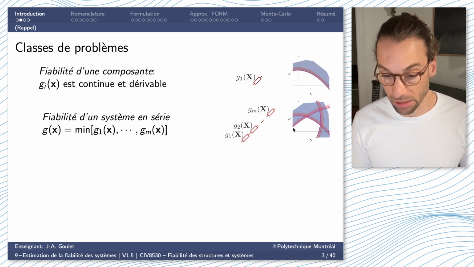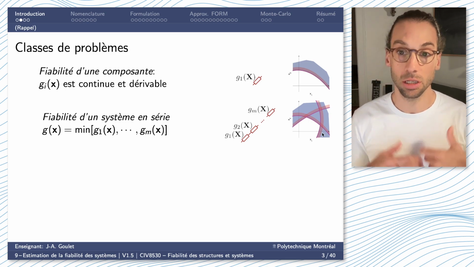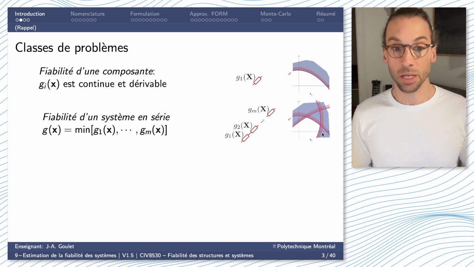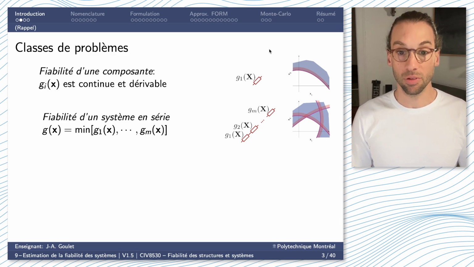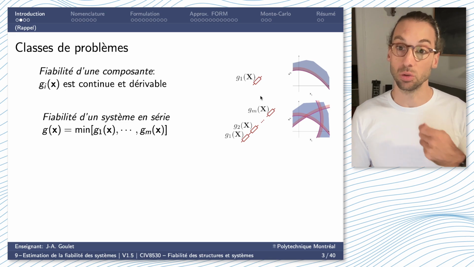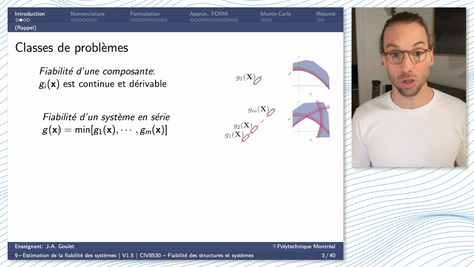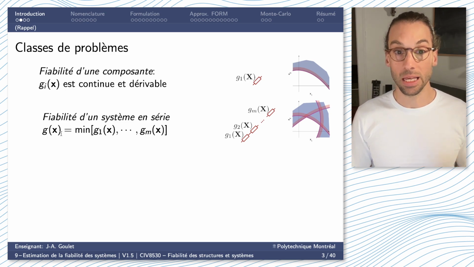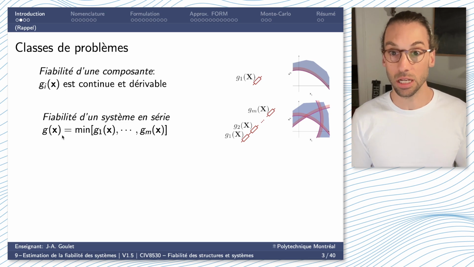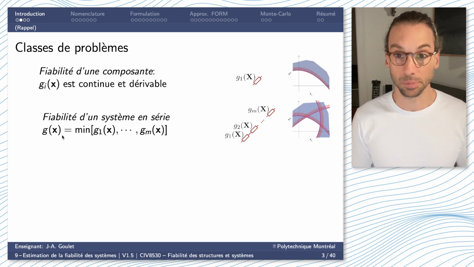Whether it is my first link, my second link, or my third link that fails, the system will fail as a whole. So if each of those links, or each of those components, has its own limit state function, the limit state function globally for the system is the minimum value of the limit state functions of my components, meaning that if any of them is lesser than 0, the whole system has a limit state function value lesser than 0.